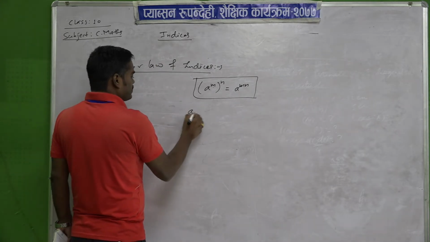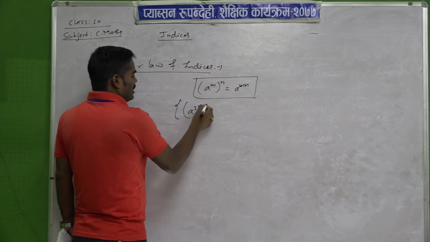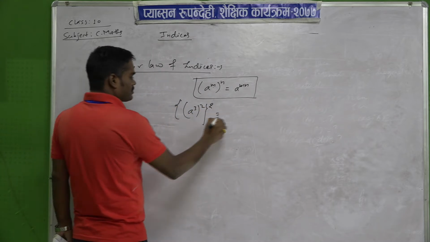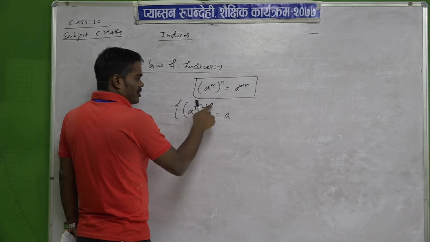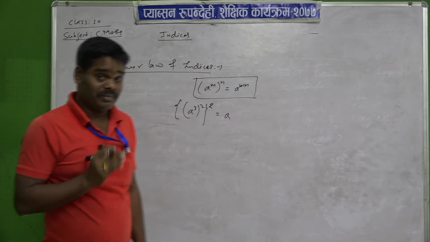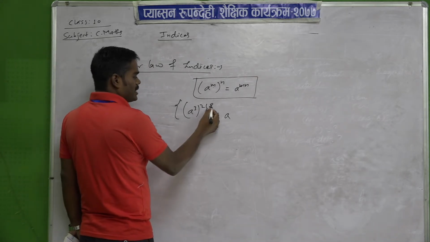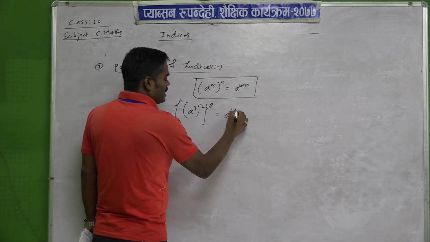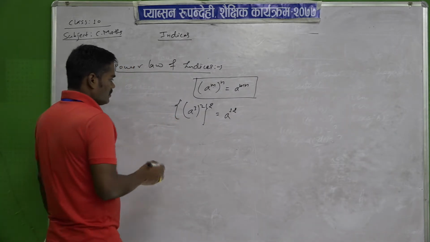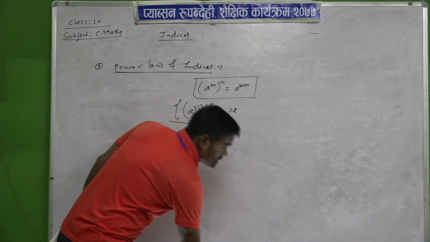Suppose here a power 3 whole power 2 and then whole power 2 again. Power over power over power, so they are multiplied. 3 into 2 is 6, 6 into 2 is 12. So, it becomes a power 12. This is the power law of indices.